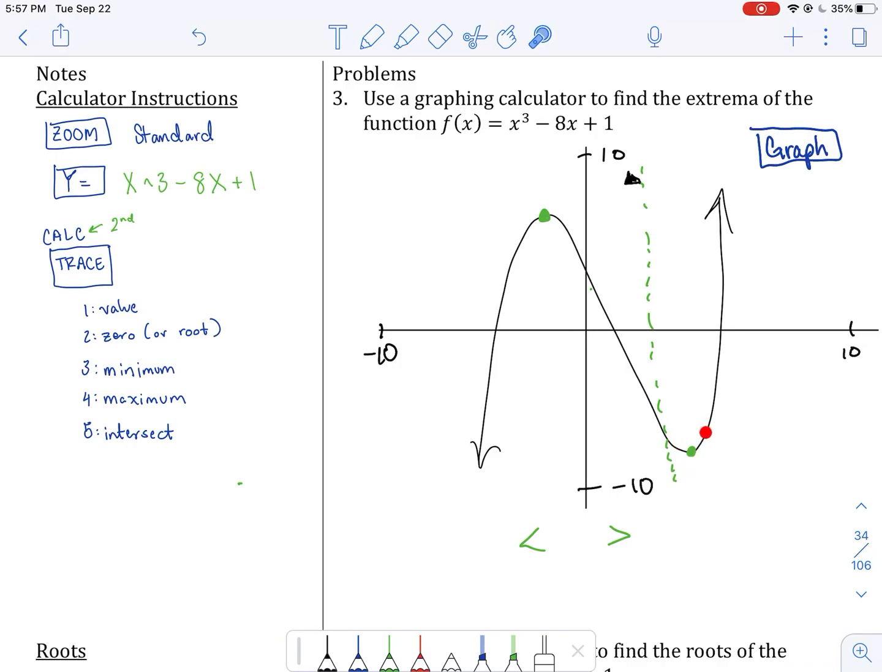And then once you click enter, you want to keep moving it with those arrow keys till you're on the other side and click enter again for your right bound. This just tells the calculator what to look for. Because if the calculator starts looking at every single option, it's going to explode. It's not that smart. So you've got to give it a little narrow window to look at. And then you click enter one more time and it will plot a point exactly there on your graph.